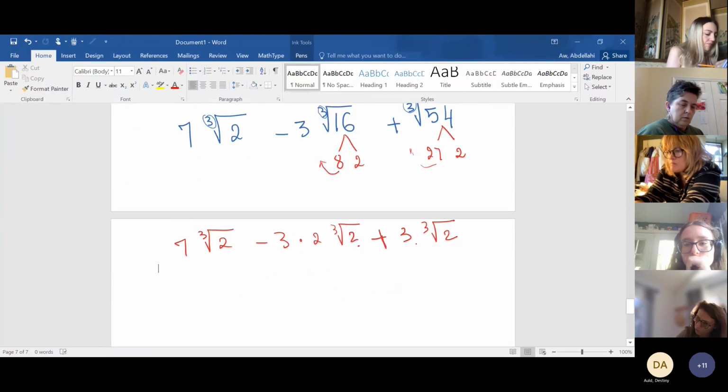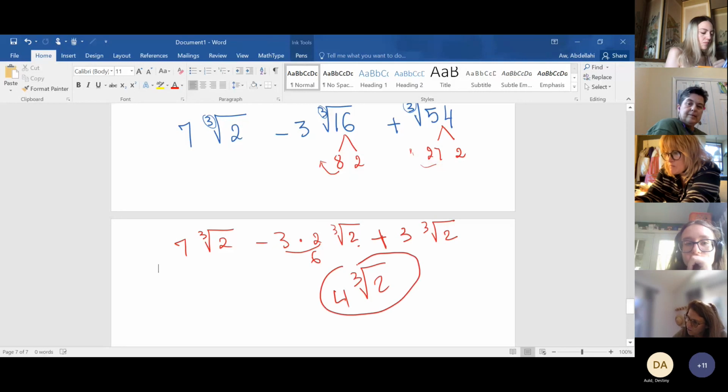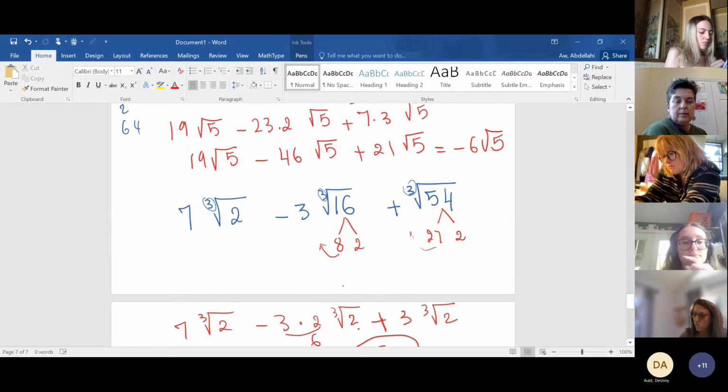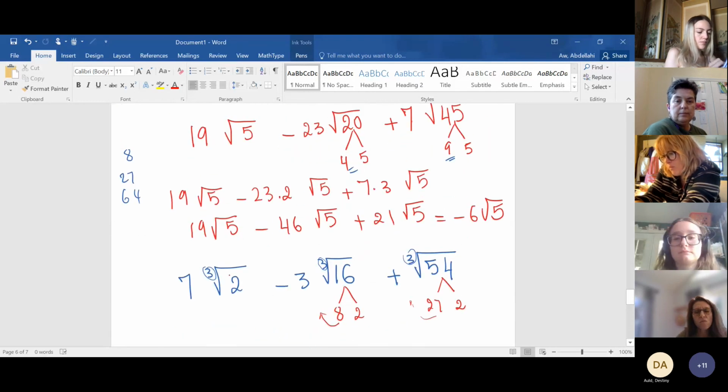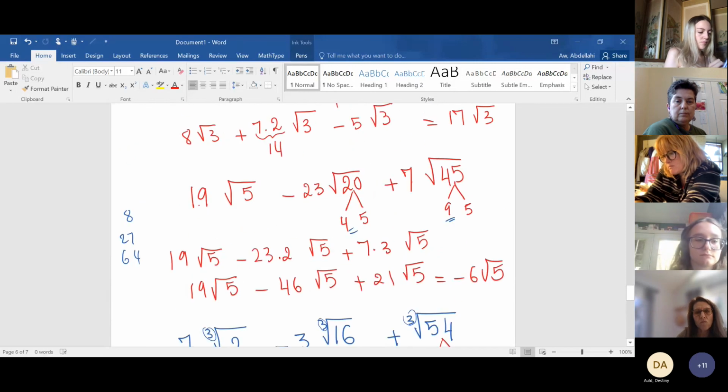Okay, and then we just group the numbers. This is 6 right here. It's 7 minus 6, which is 1. 1 plus 3 is 4. It's going to be 4 cube root of 2. All right. This is how we add radicals. Of course, in the test or the quiz, there's likely going to be something like that. You see, the radicals at first will not match, and then you have to simplify to make them match.